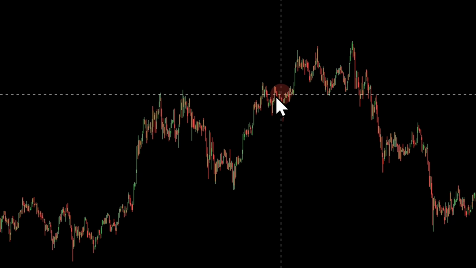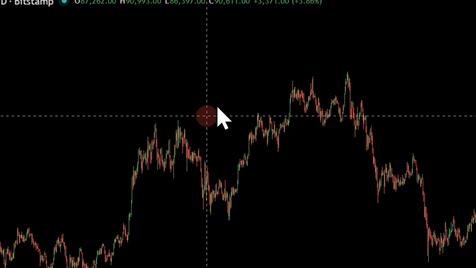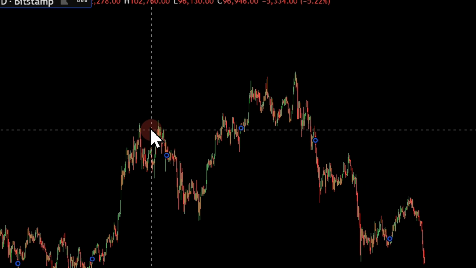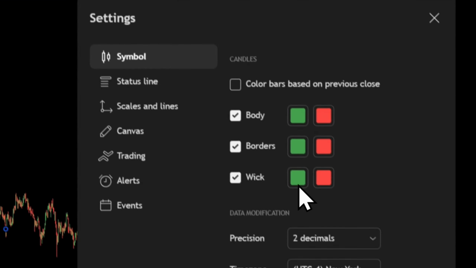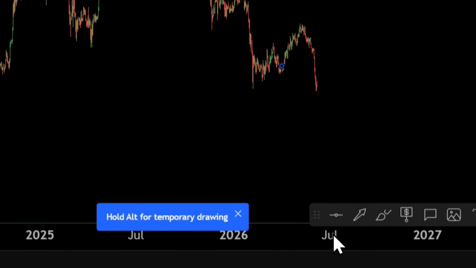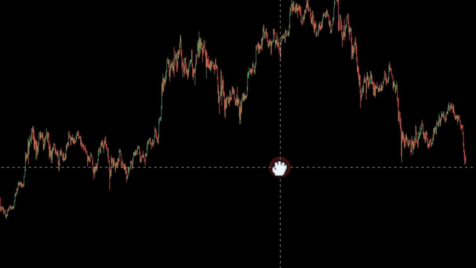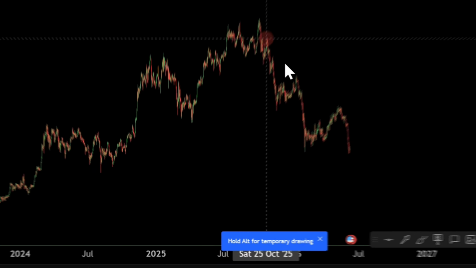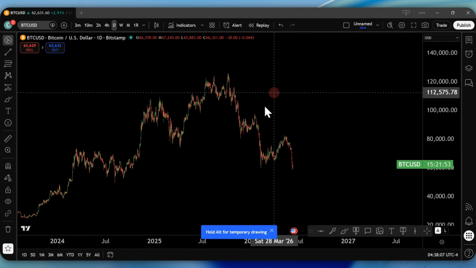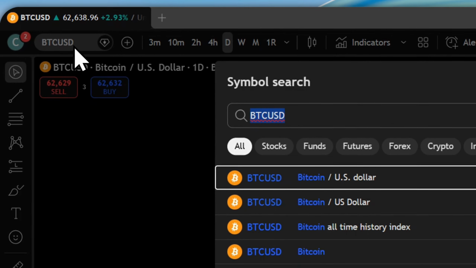You'll learn how to place trades, manage risk, understand the most important order types, and practice in a way that actually helps you build trading skills. And by the end of this video, you'll be able to simulate your first trade without risking a single dollar. Let's jump in. The first thing you'll need is a chart.